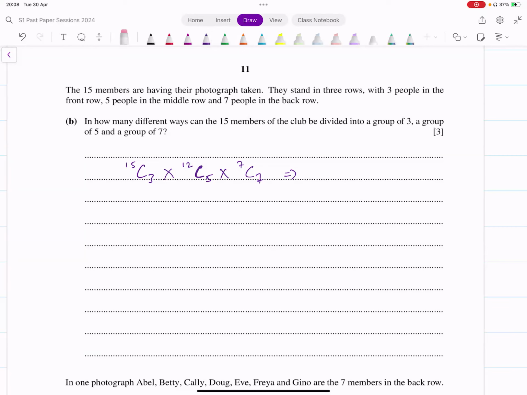Okay? You can see what this turns out to be. 15C3 multiplied by 12C5 multiplied by 7C7, which is just 1. And that is giving me 360,360. That's the result that we get from this. Is that okay? That's the second part.